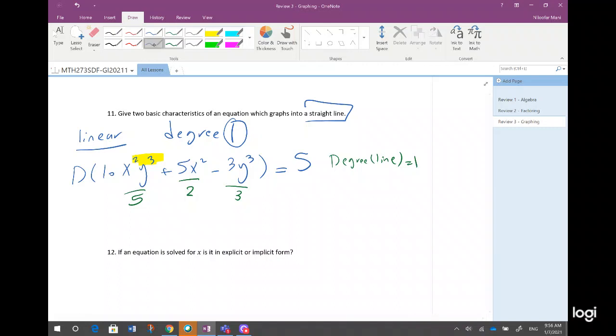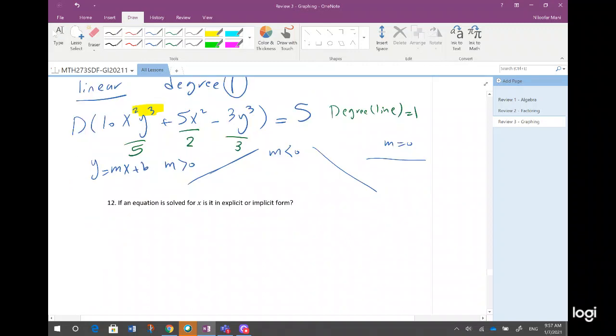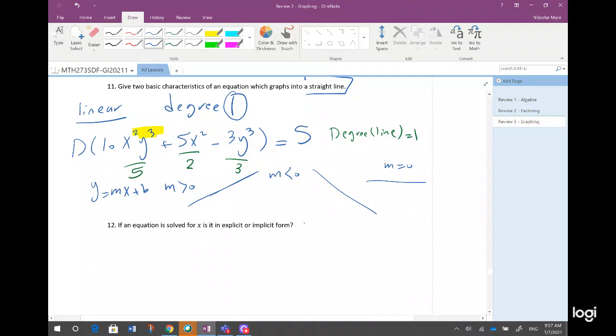Another characteristic I can talk about is, for example, if I have y equals mx plus b and m is more than 0, the line is like that. If m is less than 0, the line is like that. If m equals 0, the line is like this. And if m is undefined, the line is vertical.